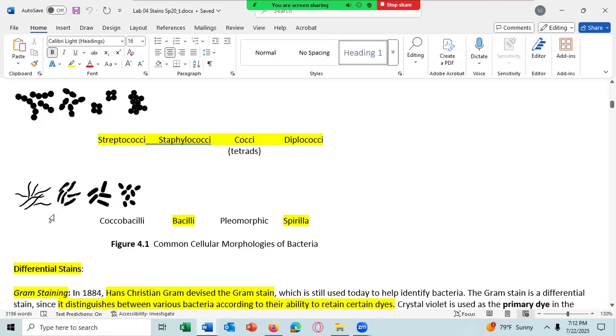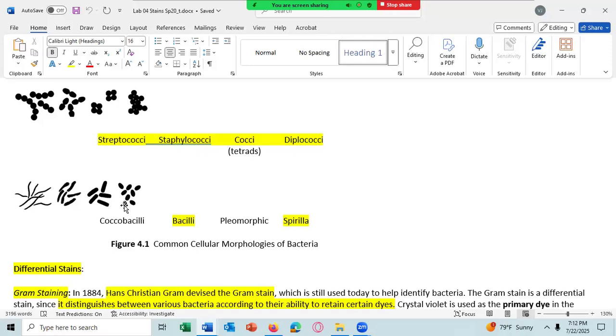These are different shapes. There's the spirilla. This is a pleomorphic cell. They're not very pleomorphic. Usually pleomorphic cells take on many different shapes. And these are different, but they're all, I don't know, similar. We're just going to word it that way. That's bacilli. And then there's a coccobacilli. Any questions about any of them?